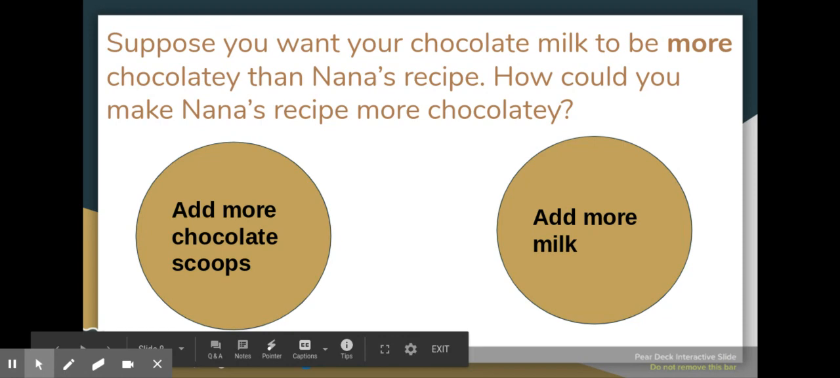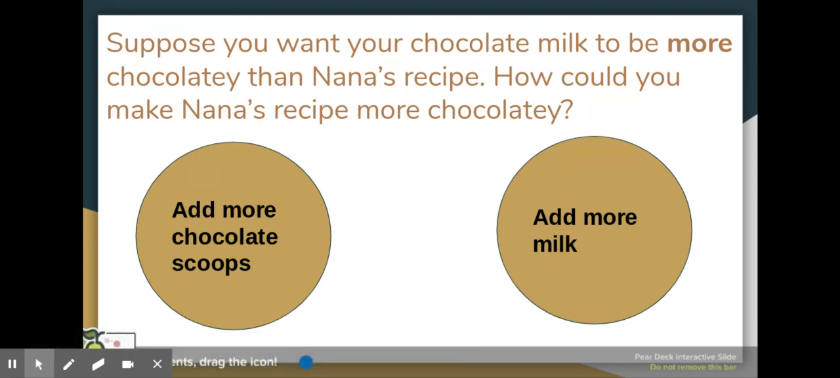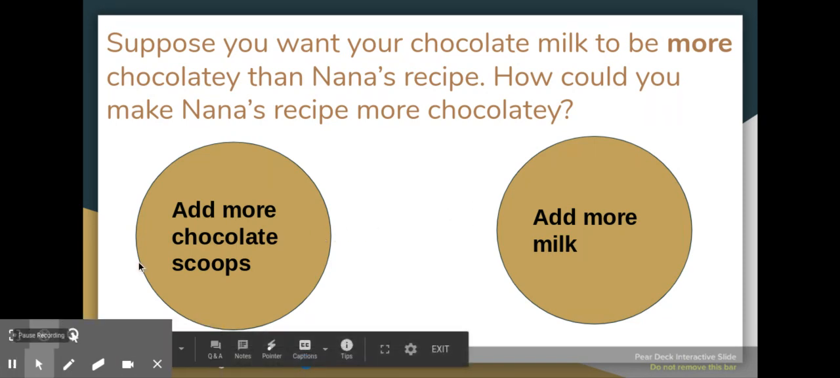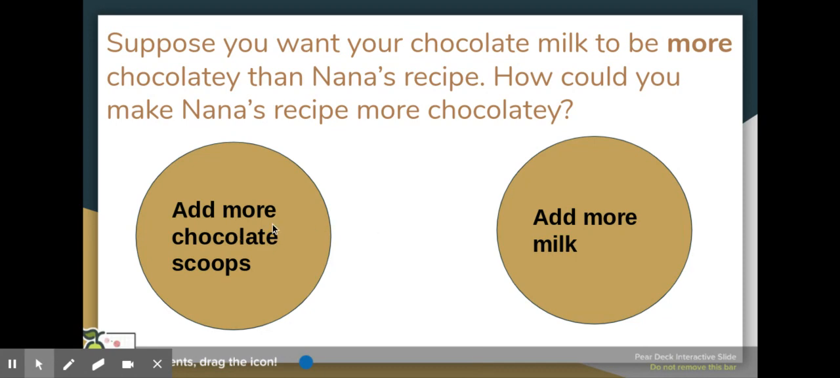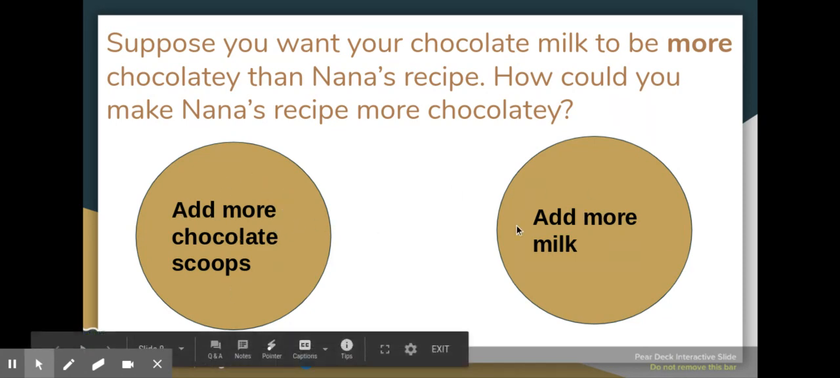Suppose you want your chocolate milk to be more chocolatey than Nana's recipe. How could you make Nana's recipe more chocolatey? So remember, hers is 1 cup of milk and 4 scoops of chocolate. Suppose you try it and you're like, no, this is not chocolatey enough. So what would you do to that recipe to make it more chocolatey? So hopefully you chose add more chocolate scoops, right? If you add more milk, that's actually going to make it less chocolatey. So you would have to add more chocolate scoops if you want it to taste more chocolatey.